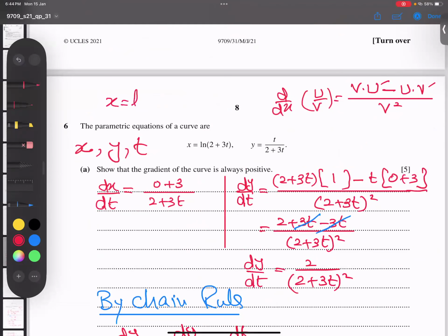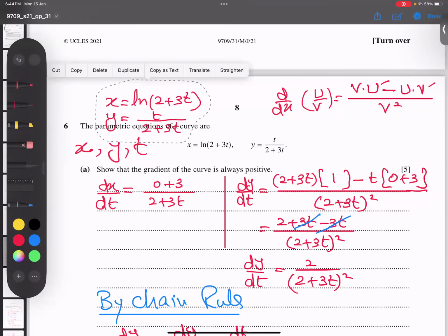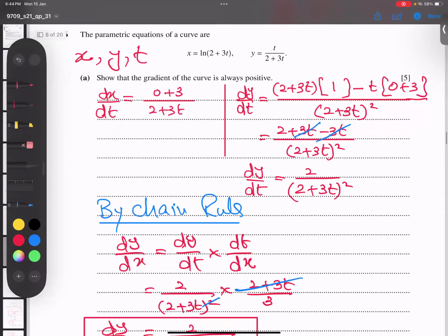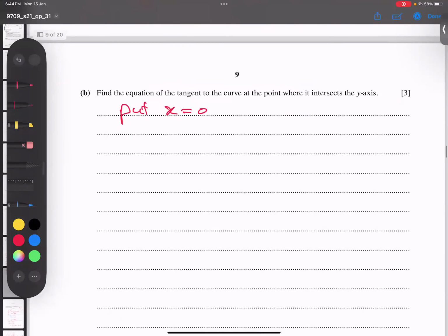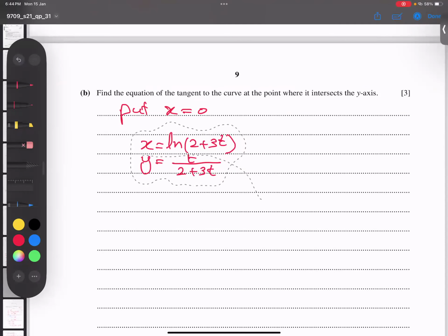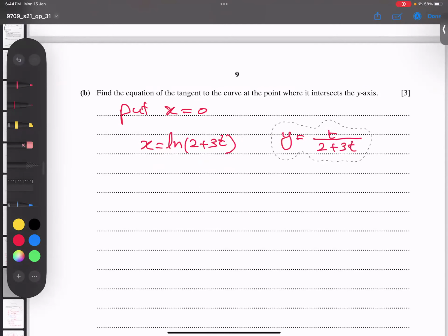x is equal to ln(2 + 3t), and this equation, and then I'm writing the second equation also. y is equal to t over 2 + 3t. These two equations I need. Okay, so I paste here. All right, so I need both these values here. All right, so you will see now this value, get it here.